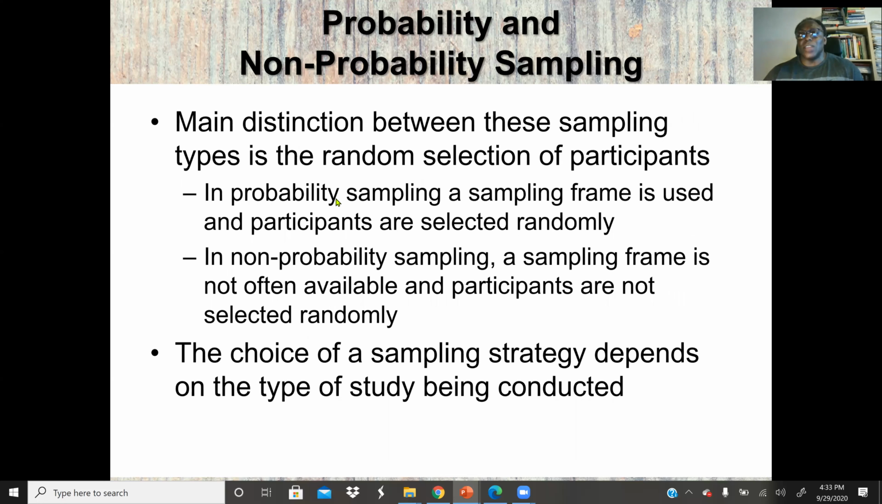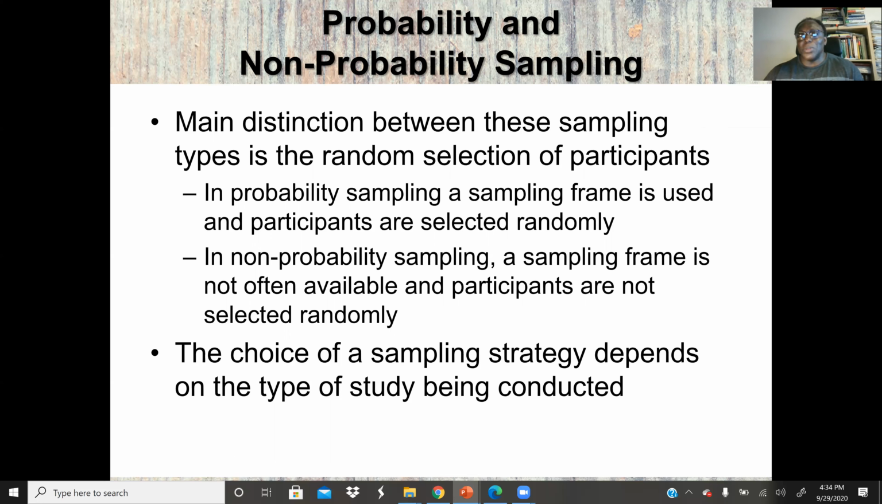So we have 2 types of sampling: the process of collecting a subset of a population and data. One is the probability and one is the non-probability sampling. So the main distinction between these sampling types is the random selection of participants. One of our common process of collecting a sample is using a simple random sample, which means we join all the group together, we just randomly pick anyone out of the group.